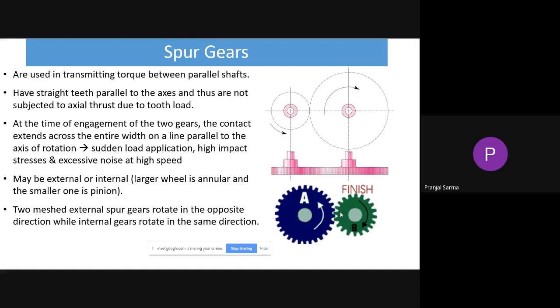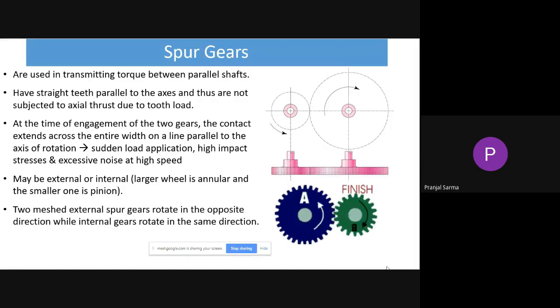Okay, that kind of noise you can have at high speed, which actually indicates sudden contact, sudden engagement of the two gear teeth from the two machine gears. Because of that, this kind of sudden load application will be there, and high impact stresses as well as excessive noise will be there at high speed. So from the sudden load application point of view, it is limited by the application of load. Okay, so that is the thing.